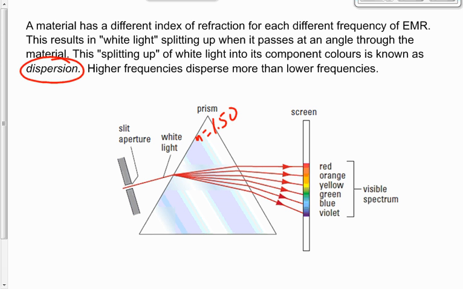Now, the difference between the index of refraction for red and for violet is not very much. It's not great at all. We say the index of refraction is about 1.5. It might be a little less than that for red, a little bit more than that for violet, but we're not talking about 1.3 and 1.9. We might be talking about 1.49 kind of thing. They're still all very close, just not exactly the same.